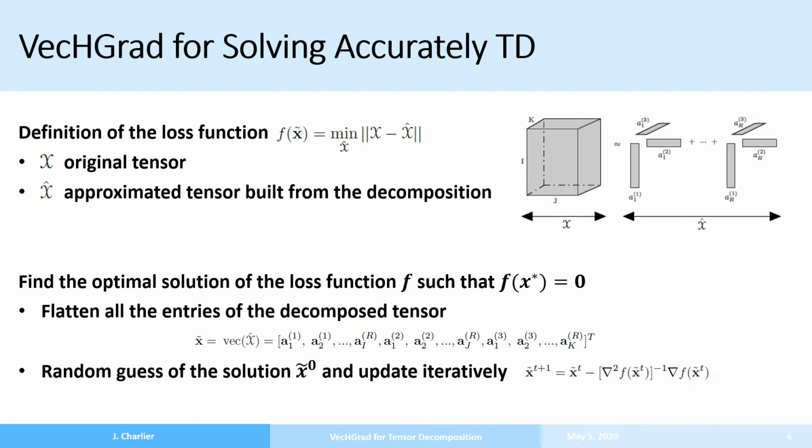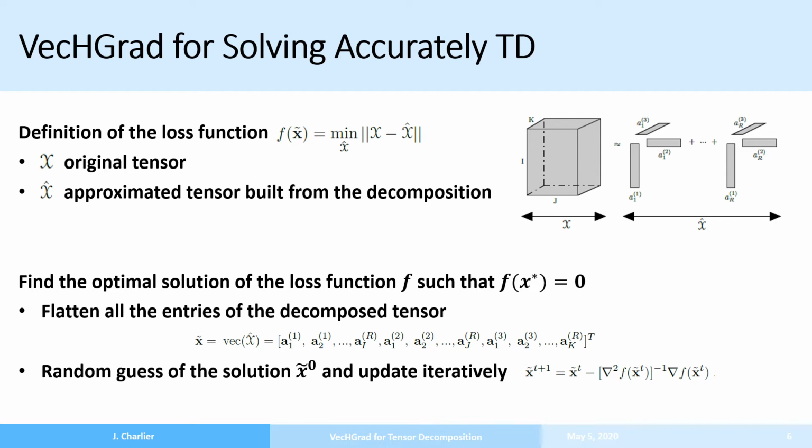a tensor that is built and optimized. You have to perform a minimization problem on x hat to find the optimal solution that is capable to, once you reconstruct the tensor based on the decomposition equation, give a solution that's close to the original tensor. So we want to find the optimal solution of the loss function, such that f of x star equals 0. In other words, we want to find a norm between x and x hat that is almost the same.